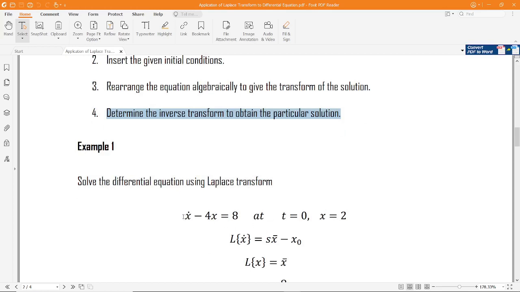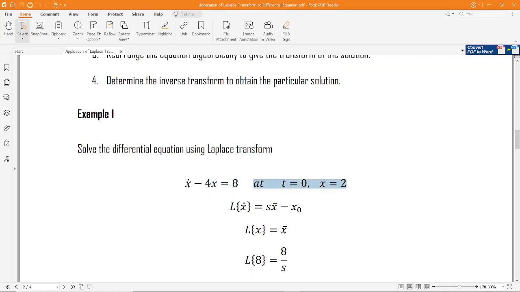Now, here we are given the equation. This is the equation here. And we are given the initial condition here. We are told that the first differential of x, that's x dot, minus 4x equals 8. At t equals 0, then x equals 2. Now, the Laplace equivalent of all of this is what we are going to first of all find.